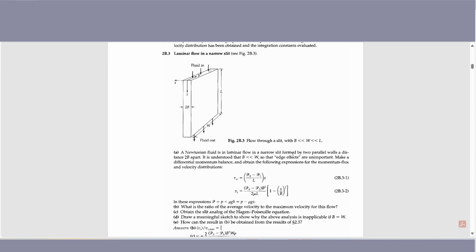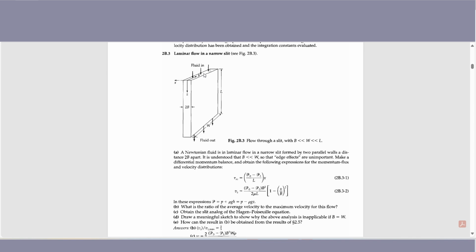What it means by edge effects being unimportant is that the velocity is only going to depend on the x direction, so it's only going to depend on these larger walls, and it's not going to depend on these walls here, like this short wall. So the velocity is only going to depend on x, and it's not going to depend on y. So yeah, that's basically what that means.